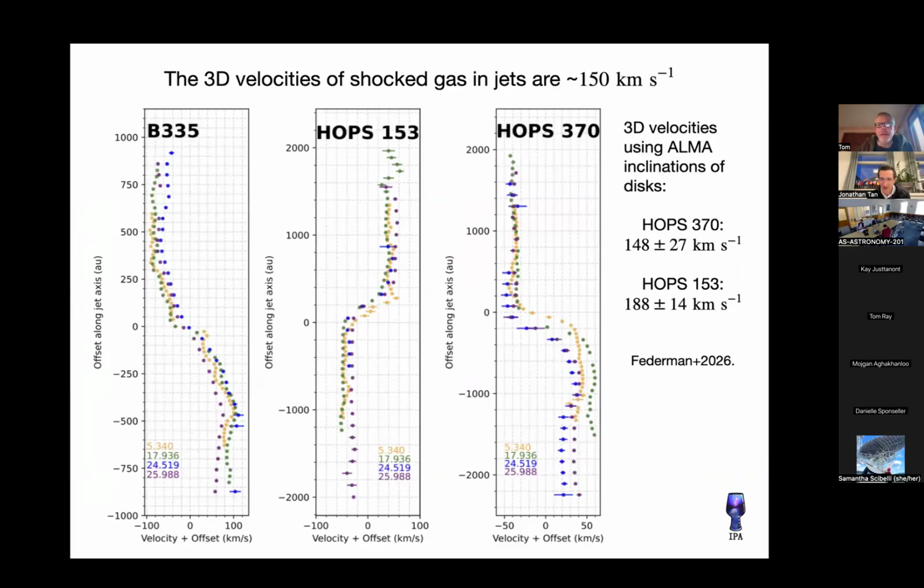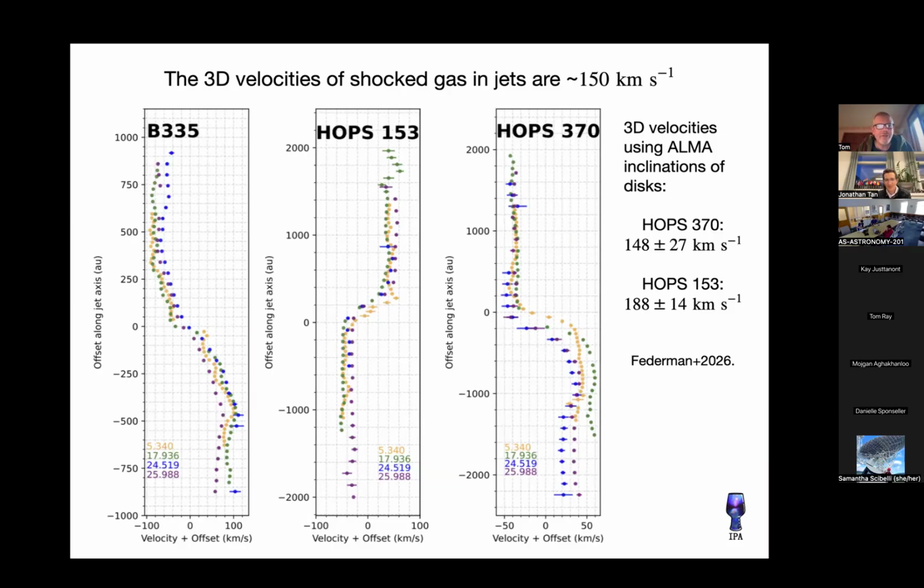Is there any hint the velocities get faster as, I don't know, the protostellar mass increases? We don't see any dependence. I mean, the sample is relatively small, but you can sort of see that the velocity of the most luminous source here, HOPS 370, which is about 320 solar luminosities and 2 to 2.5 solar masses, doesn't seem to be any higher.